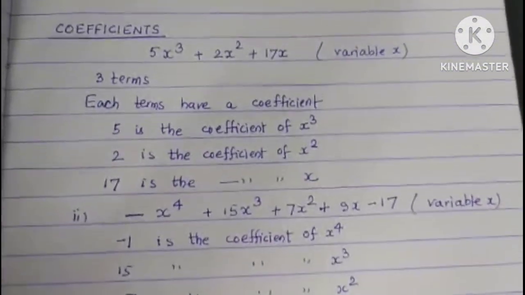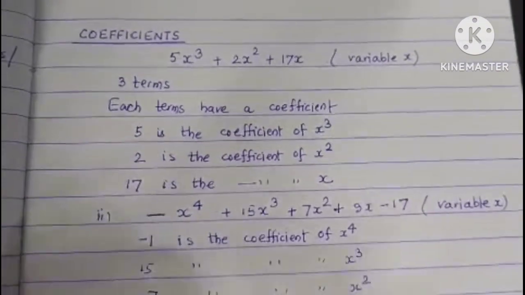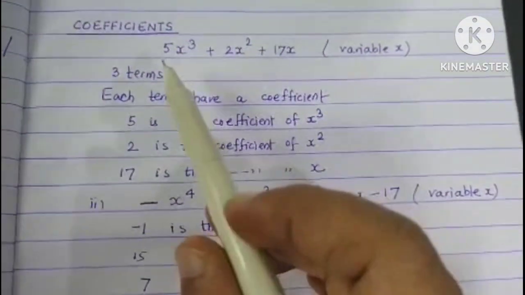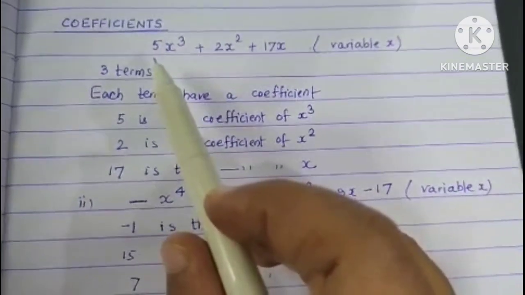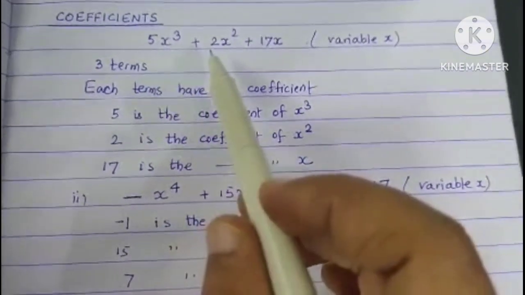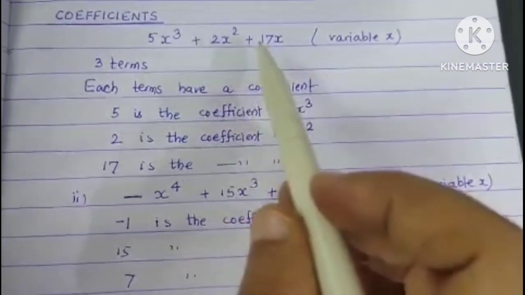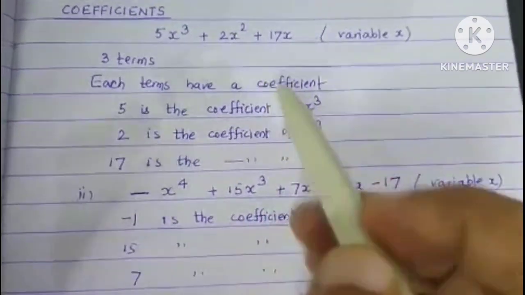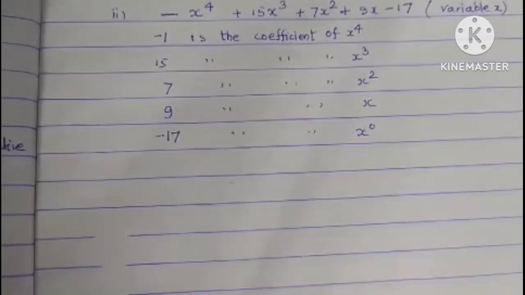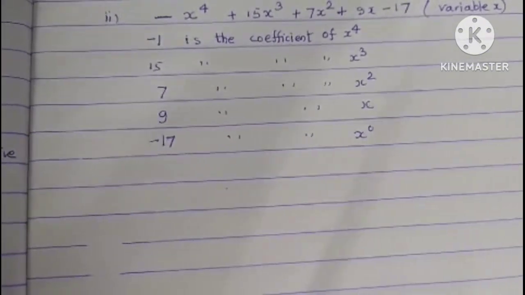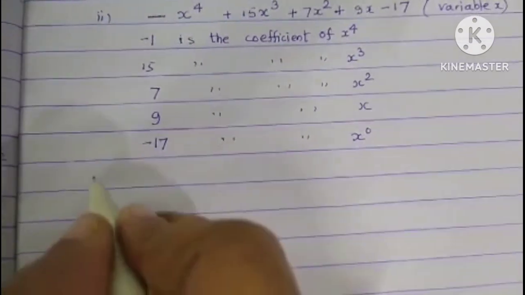Okay. So these are called the coefficients, the numerical values with the variables. So here 5 is the coefficient of x cube, 2 is the coefficient of x square, and 17 is the coefficient of x. Okay. There is one more polynomial, we called it constant polynomial.